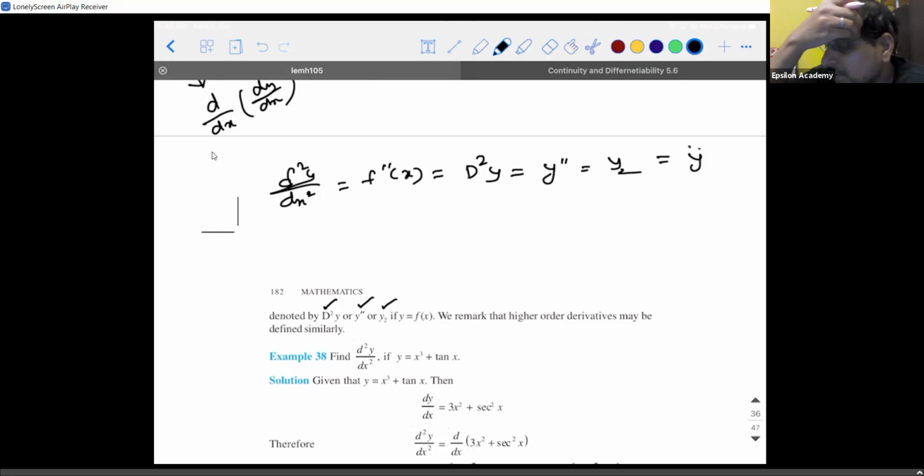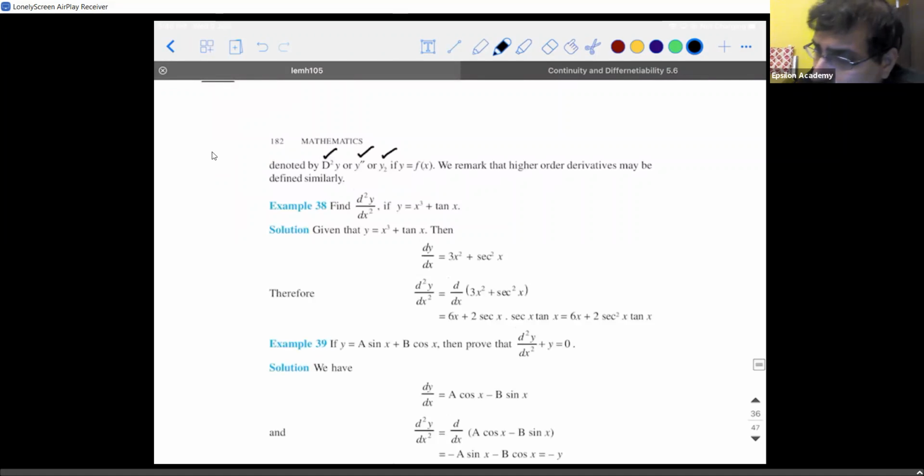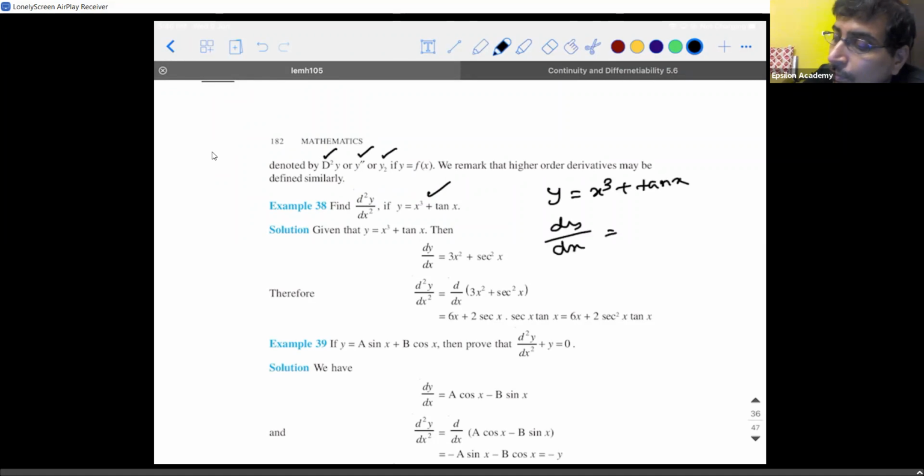Okay. This is also called the second order derivative. So that's all with the introduction. You just need to start doing it. y is equal to x cube plus tan x. What is dy by dx? Don't look at the solution. It is 3x square plus secant square x.